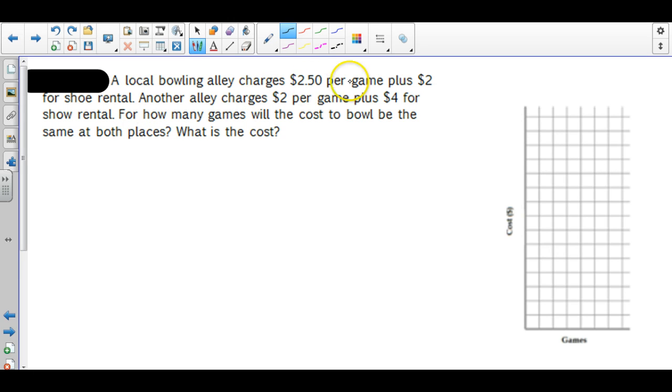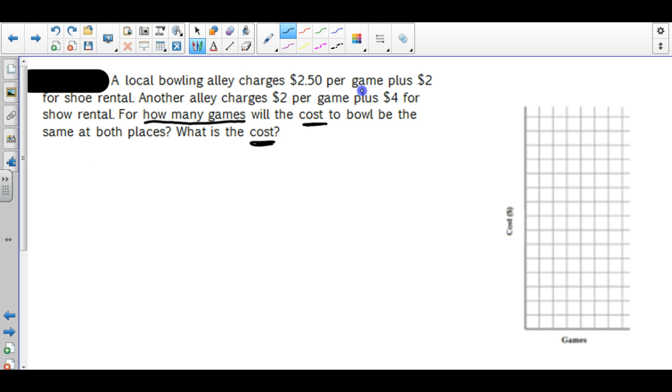It says a local bowling alley charges $2.50 per game plus $2 for a shoe rental. Another alley charges $2 per game and $4 for a shoe rental. For how many games will the cost to bowl be the same at both places? So here's our cost. We also have the games, and we want to determine what that cost is.